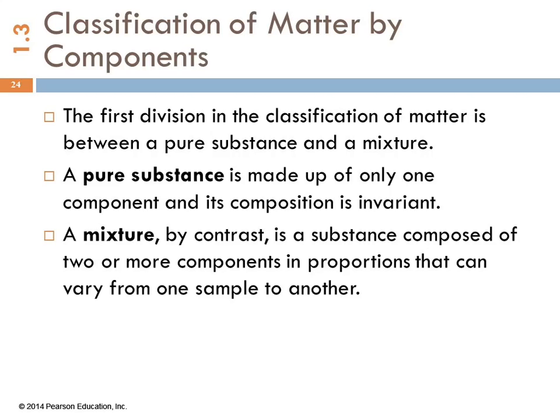Let's talk about the mixture. In a mixture, you have two components, and their proportions can vary. You could have a little more or a little less, like putting sugar in your tea. You could put 1 lump of sugar, or you could put 4 lumps of sugar. It's still sweetened tea, right? But the composition varies.